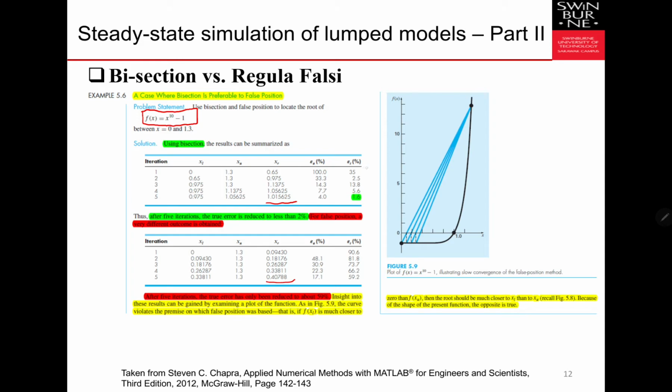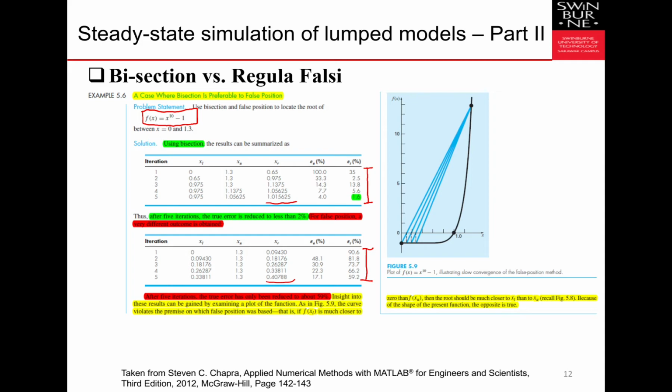bisection already reached the final value with 5 iterations, whereas for the regula falsi, even after 5 iterations, we are still far away from the final answer. This is because the curve does not follow the assumptions on which the false position method was based, that the function value of the lower guess is much closer to 0 than the function value of the upper guess. Okay, and this is because of the shape of the present function.